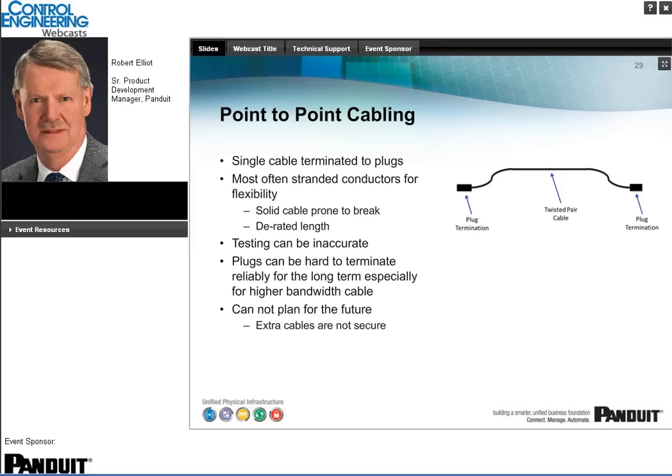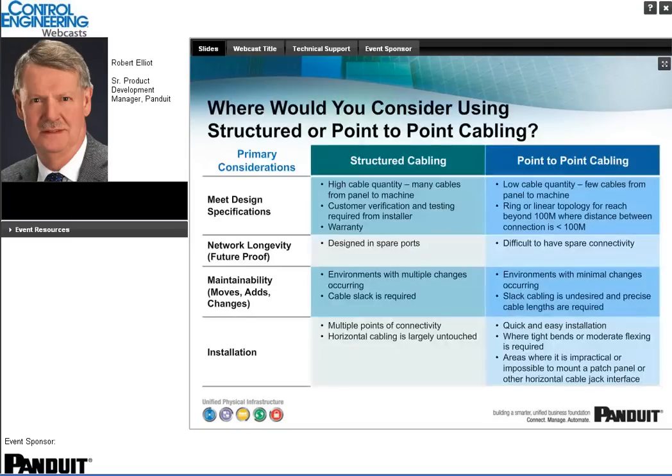One of the things that Mike talked about was the increasing data rate, so that if you install cable now and it's not tested, you don't know, for example, 5-10 years down the road, whether it's going to be suitable for that higher data rate piece of equipment that you install. So Panduit would always advocate structured cabling, but we understand there are situations where you might want to use point-to-point cabling, and we're just trying to show those considerations.